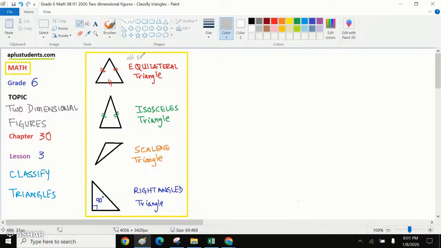Equilateral, all sides are the same length. Isosceles, 2 sides are of the same length. Scalene, all sides are different. Okay. So these are the 4 types of triangles that we would be considering. Let's go to the first question and let's see what they're asking us.